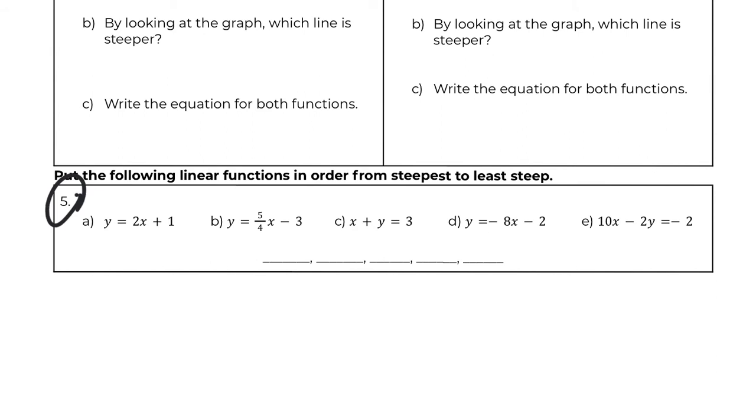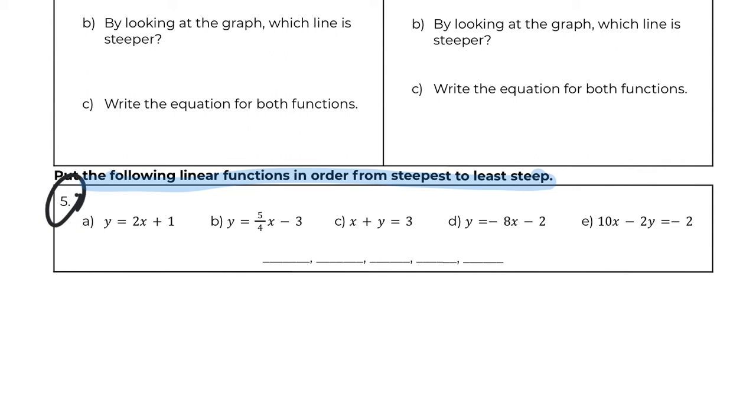So when you get to this question at the bottom of page 5, it says, put the following linear functions in order from steepest to least steep. I like this question, steepest to least steep. So we want the highest slope to the lowest slope. Now keep in mind, negative slopes can also be very steep. You have to think about the absolute value of the m value of the equation to determine the steepness.